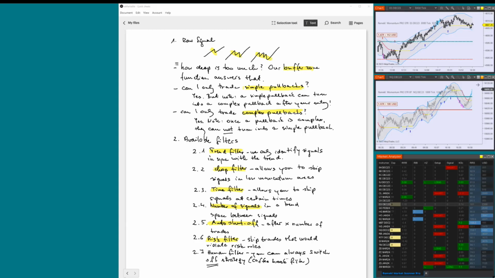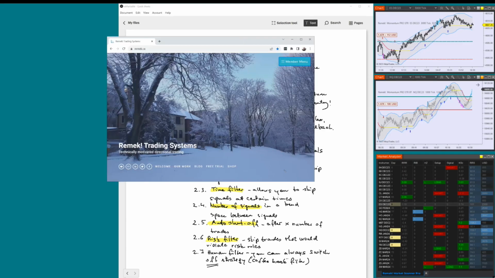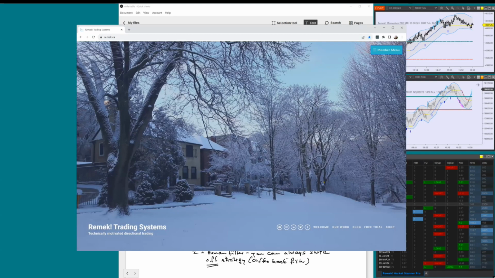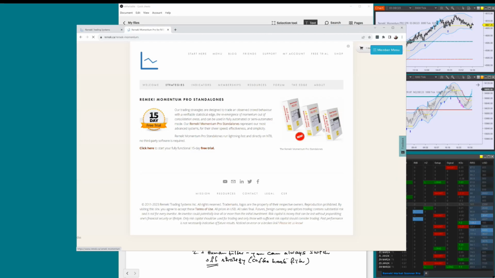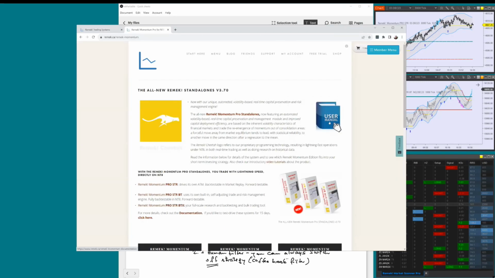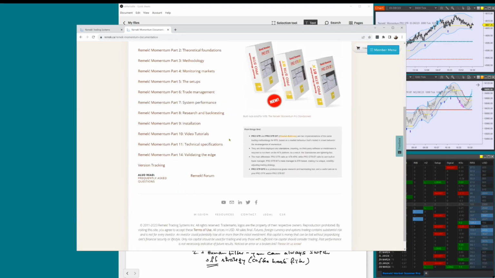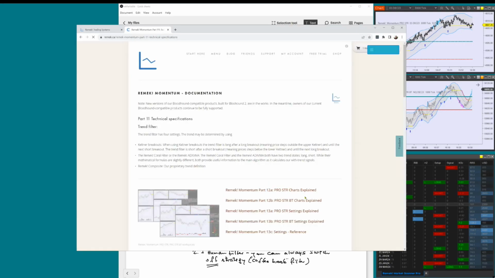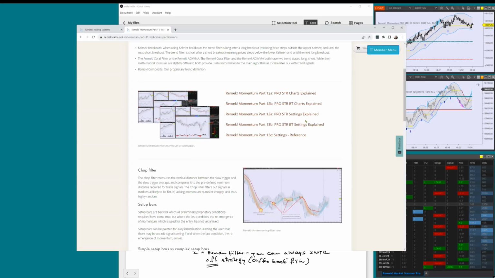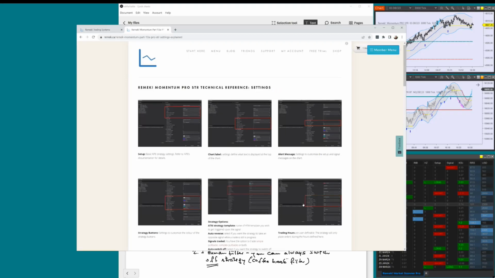So let me refer you to our documentation on our website. When you go to remek.ca, you can go to welcome. All you need is a free membership. Just go to the strategy product, to the standalones. And when you click here, there's a user manual, otherwise called a documentation, which describes the product in detail. And there's one chapter, technical specifications, which really goes deep into the settings and explains, like any software product documentation would, each and every setting in detail.